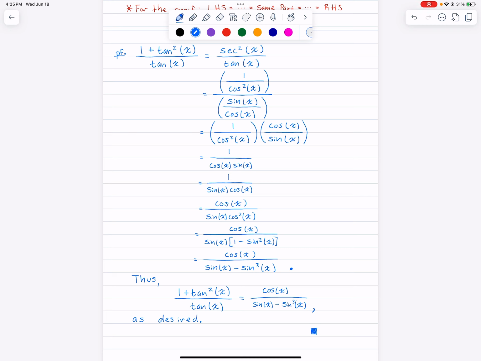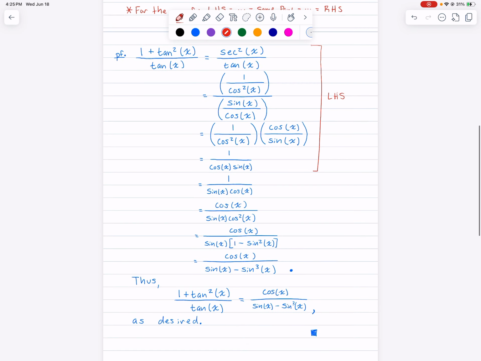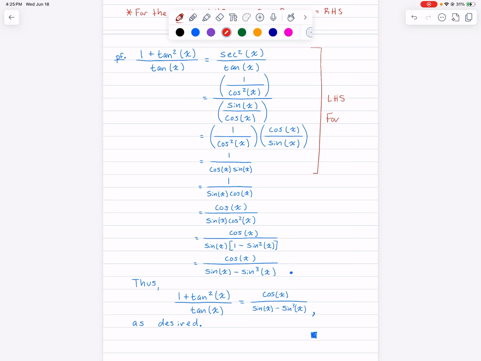As you can see, I'm going to mark this up a little bit just so you can understand what we did. From here to about here, this was the left-hand side of our scratch work, right? It's the left-hand side going forward. And then from here to here is the right-hand side of our proof, but going backwards.